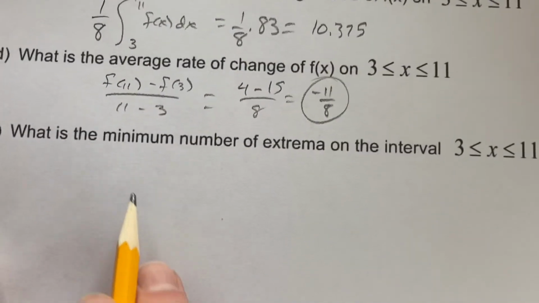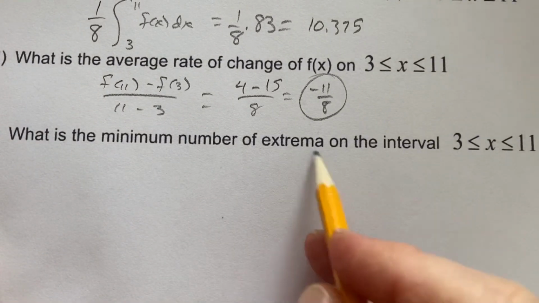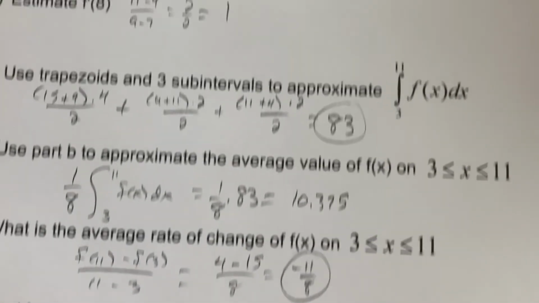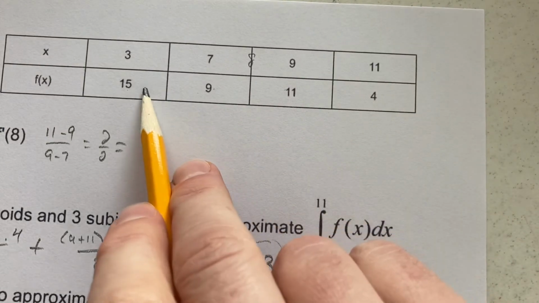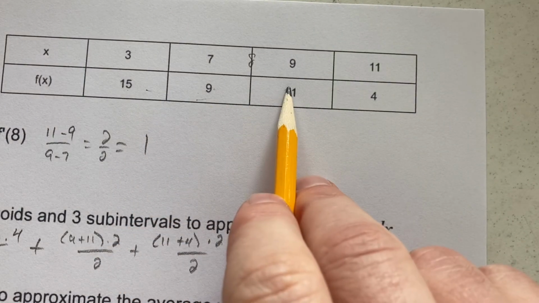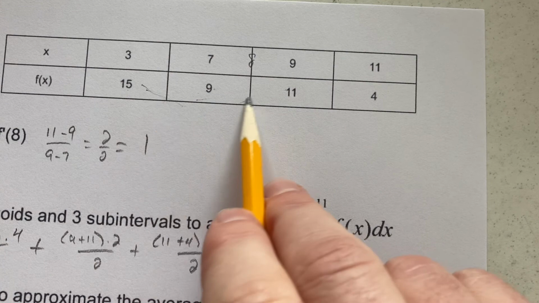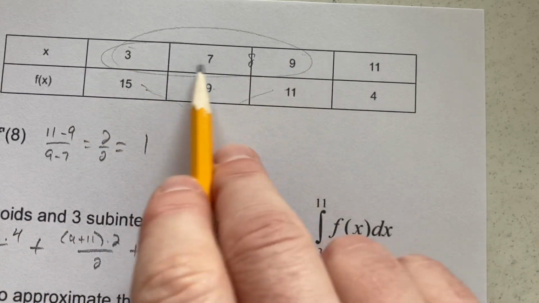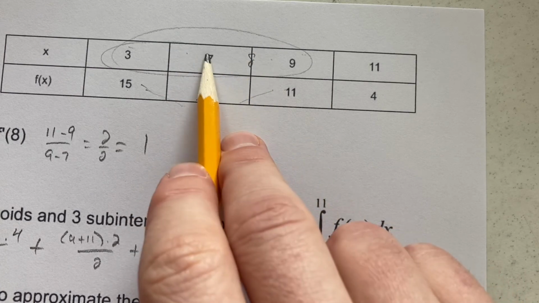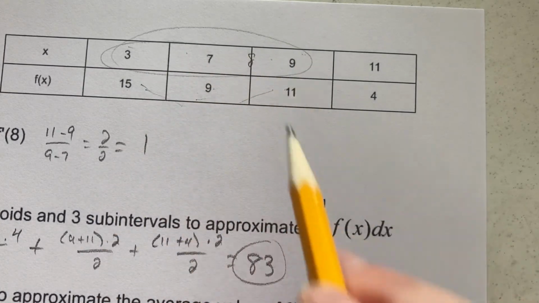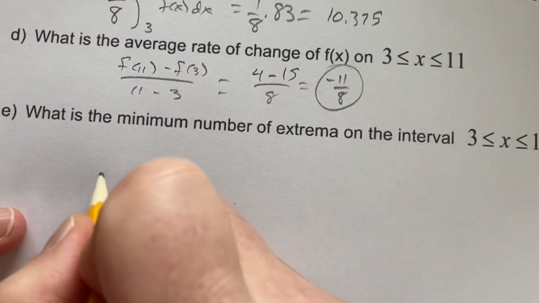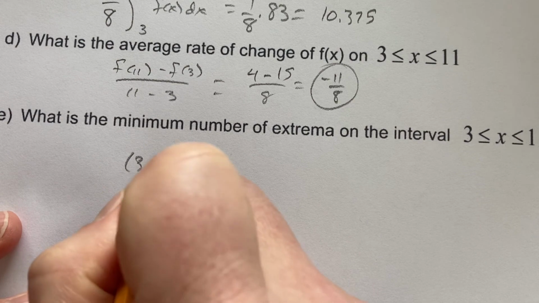And the last one is, what's the minimum number of extrema? So an extrema would happen if our function goes from increasing to decreasing, or decreasing to increasing. So we look at our table here. We went 15 down to 9 and then back up to 11, right? So we went down and then up. Now, somewhere then between 3 and 9, we don't know where. Don't know if it's before 7, after 7, or right at 7. But somewhere in that 3 to 9 range, we'd have to have a relative minimum. So we would say 1 would be between 3 and 9.